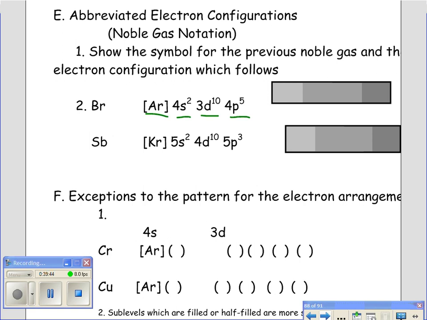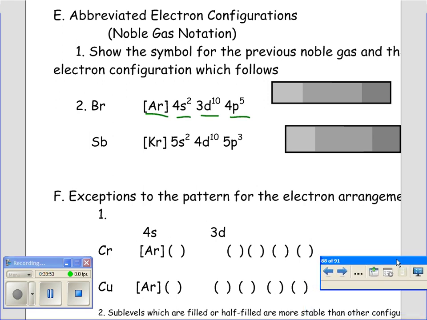Then you can do the same thing with the orbital diagramming. You can show the electrons the same way. So we don't have to draw 35 electrons. You can still just use the noble gas before it and then show how many electrons there are.